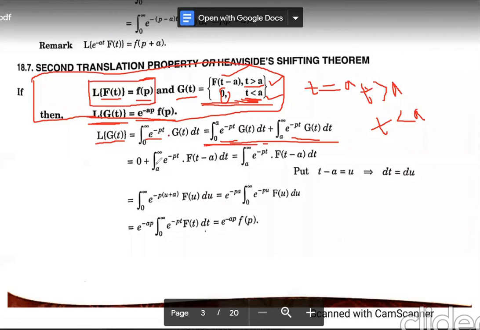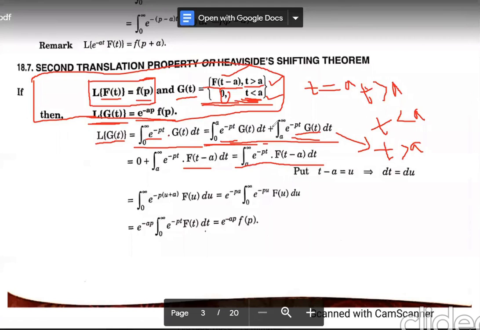Then plus, next, integration from a to infinity of e to the power minus pt, and then you have to put the value of g of t. Here integration is from a to infinity, that means t will be greater than a. So if t is greater than a, the value of g of t is f of t minus a. So just put f of t minus a here. Ultimately this integration reduces to integration from a to infinity e to the power minus pt into f of t minus a dt.